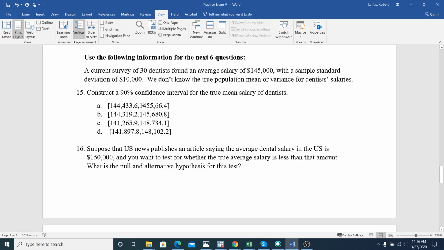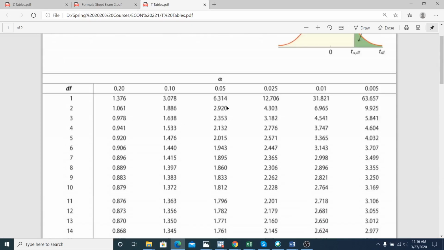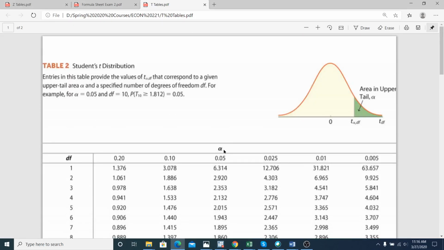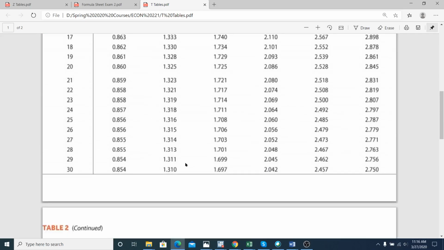That's the total area in the tails, but it gets split in half. So the area in each tail is 0.1 over 2, or 0.05. Okay? So I go to my student t table. I know the area I want in the tail is 0.05. That was my alpha over 2. And then I go down to my degrees of freedom of 29. The value that would give me that desired alpha in each of my tails is 1.699.